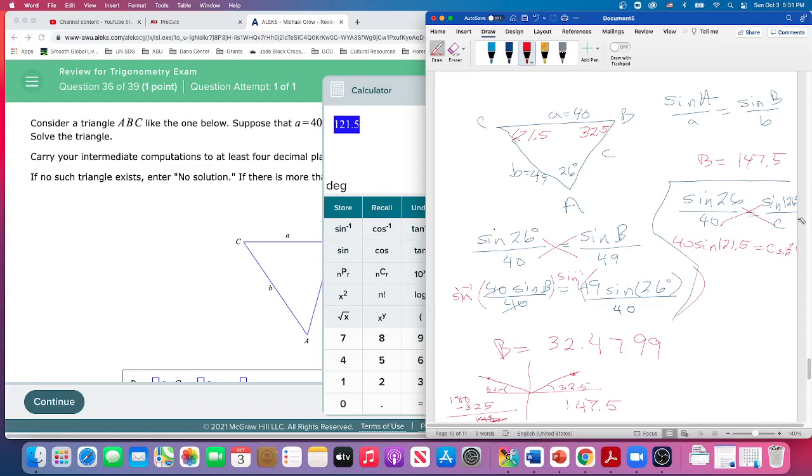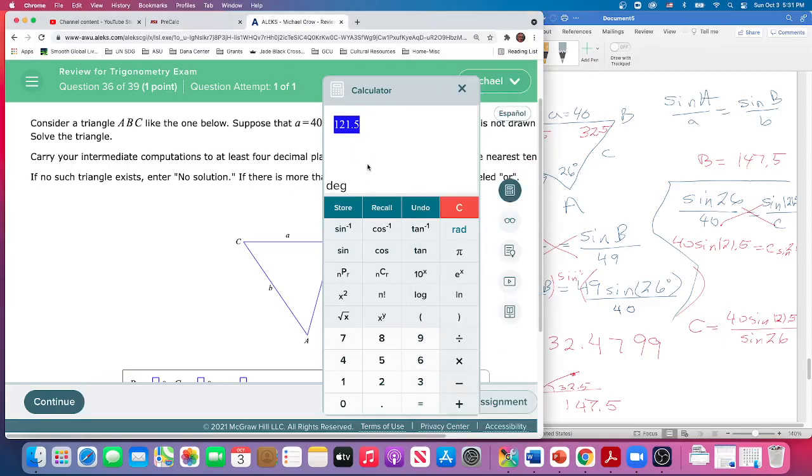Because we're solving something different here, we divide by the sine of 26. So what we're going to get is c equals 40 sine of 121.5 divided by the sine of 26. And this is little c.